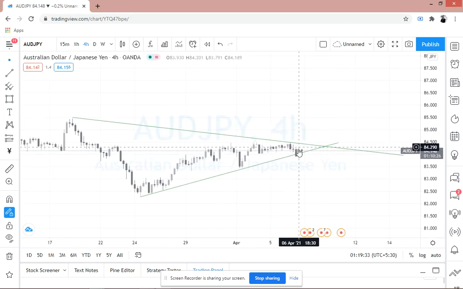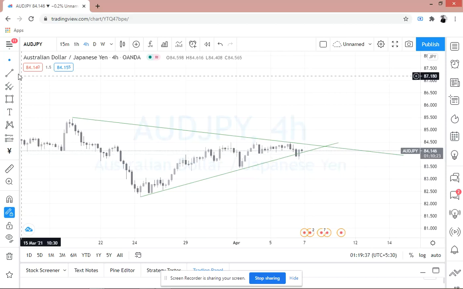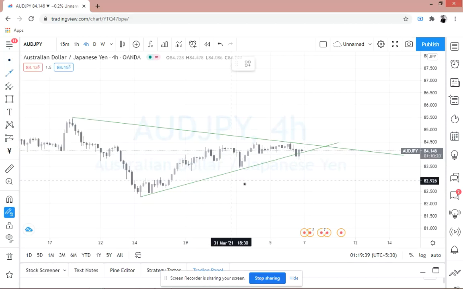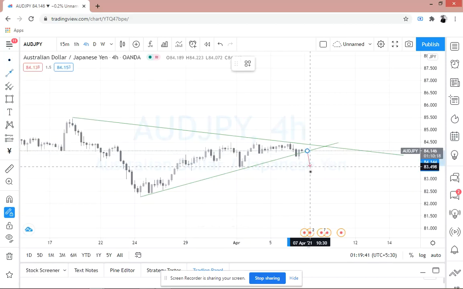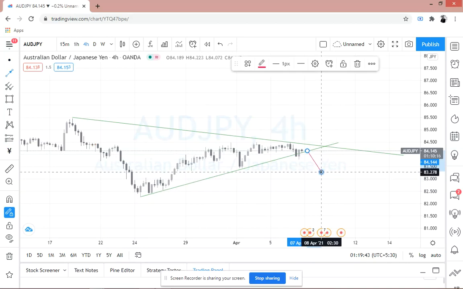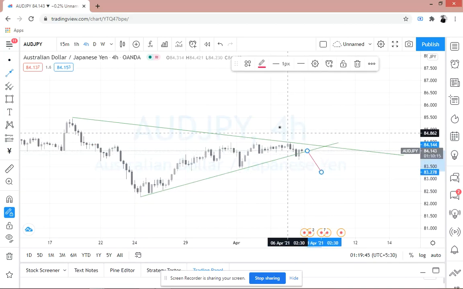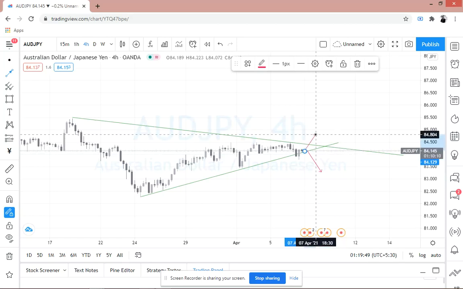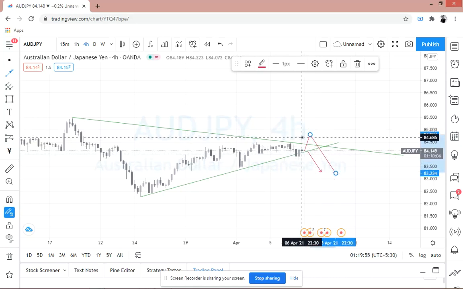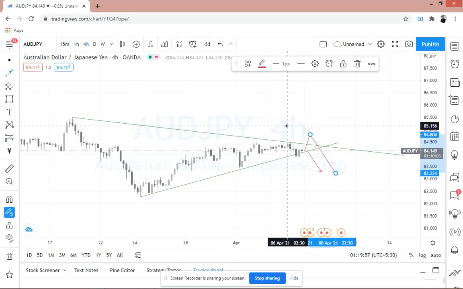If there's any breakout at the support level, you should expect a seller's entry. If there's no breakout, you should expect at least that the market will move up, make a little retracement, then come down. So this is the movement I'm expecting in AUDJPY.